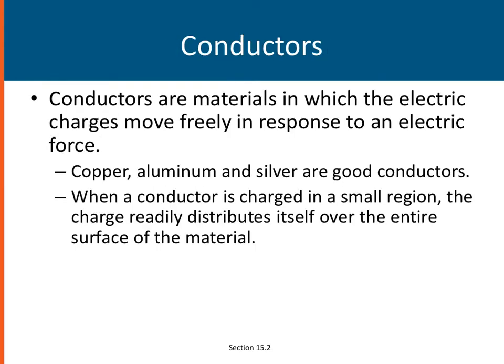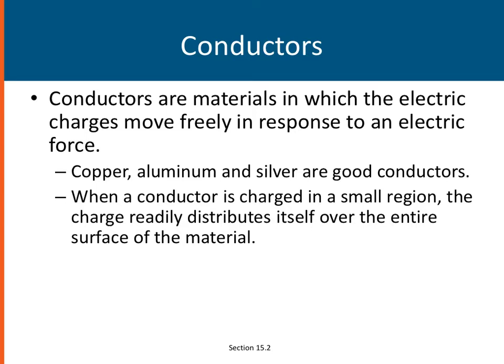So conductors are materials where electric charge can move freely. Most metals are conductors. So copper, aluminum, silver are really good conductors, which means that electrons are free to move around the surface. They can kind of just go wherever they want, and they move really easily. When a conductor is charged in a small region, the charge readily distributes itself over the entire surface.